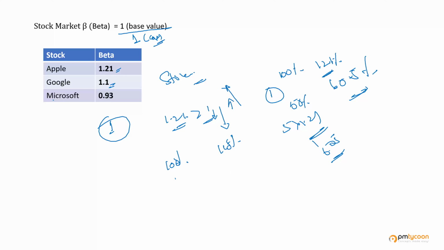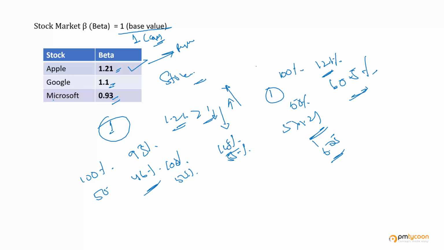And similarly, if the market is coming down by 50%, Google stock will come down by 50%. And Microsoft is 0.93, which means if the market is going up by 100%, Microsoft will go up by 93%. And if the market is coming down by, let's say, 50%, Microsoft is going to come down by around 46%. You see, having a high beta value is good, but there are risks associated with it.